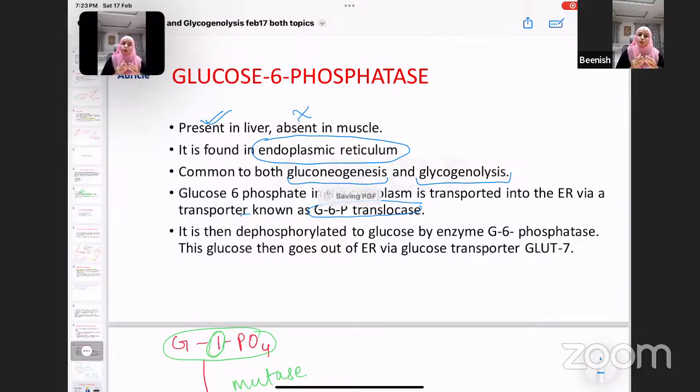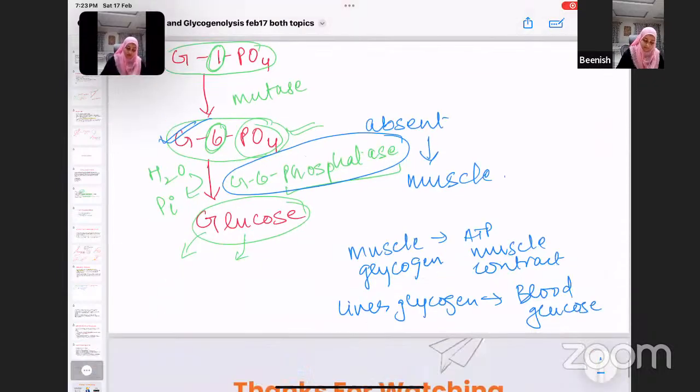Therefore, your glucose 6 phosphate is not immediately changed into glucose, because it is first transferred to the endoplasmic reticulum, then it is acted upon by glucose 6 phosphatase, and then it is changed into glucose. And then this glucose from the endoplasmic reticulum moves out into the cytoplasm and then out of the cell. It is dephosphorylated to glucose by the enzyme glucose 6 phosphatase. This glucose then goes out of the endoplasmic reticulum via glucose transporter GLUT7.